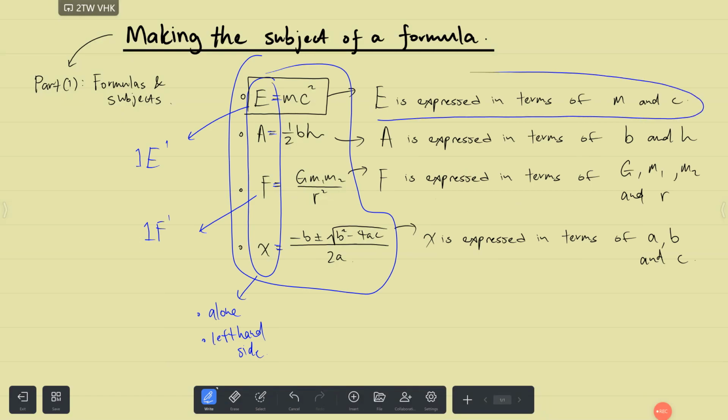Alright, so here we have four examples of formulas, and these are the linguistic recreations of these formulas, E expressed in terms of M and C. And anything on the left hand side is what we refer to as a subject. So later on we'll learn how to change or make another letter within the formula into the subject of the equation. Right, that's it for today.